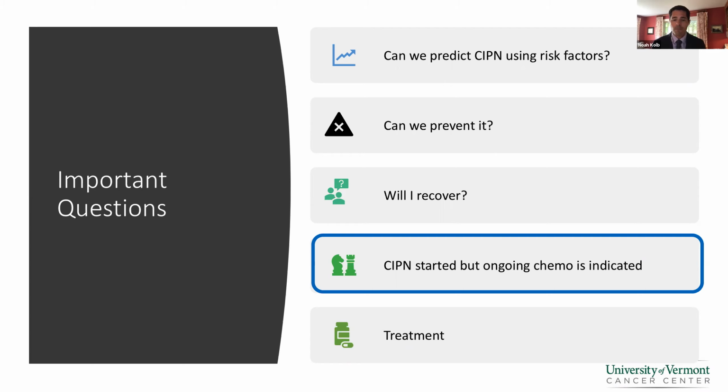The final instance where we deal with this is if somebody has a bad neuropathy already and they just need treatment if you want to make a dent in their cancer. And so these are the instances where I think it's really important to have a frank conversation between the patient and the physician about quality of life and understanding what is most important.